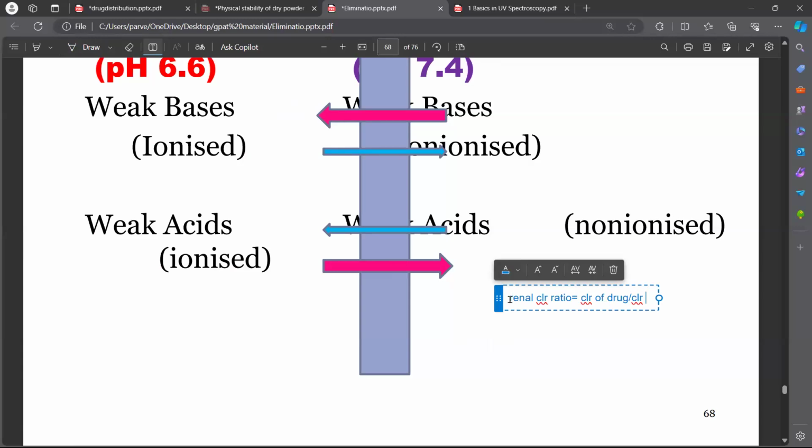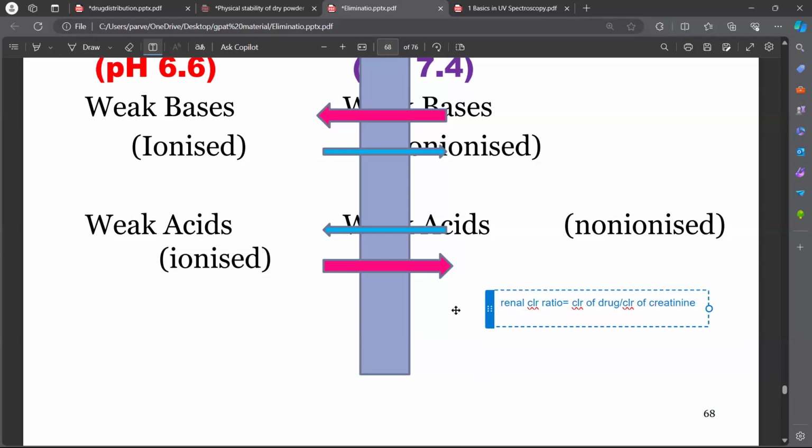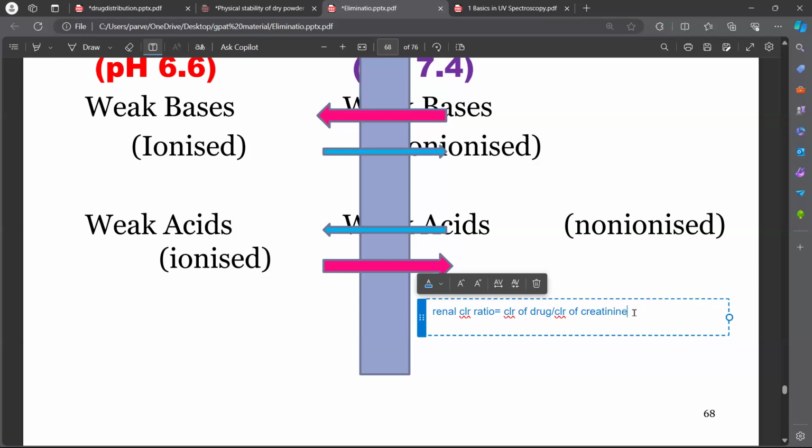Its value ranges from 0 to 1. It's not 0 to 1, it can be up to more than 1. Basically, there is a relationship between the renal clearance ratio and renal clearance. So let me give you an idea. I will write the RCR, which is nothing but renal clearance ratio. If the renal clearance is 0, then this also becomes 0.